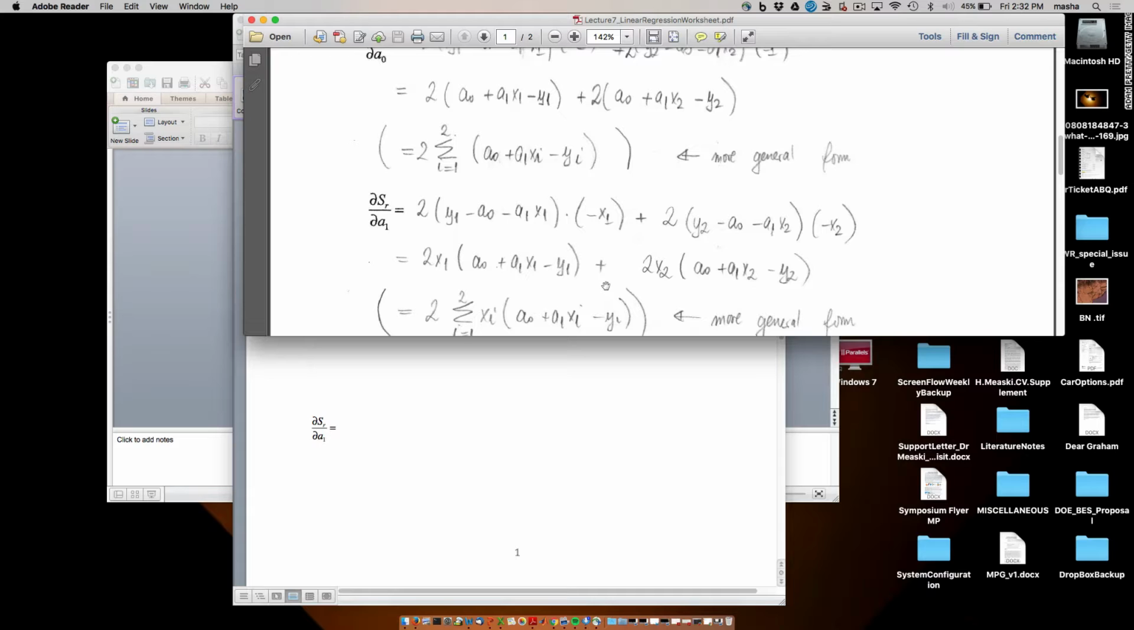Alright, great. Now, if I'm going to have a minimum, the partial derivatives have to be equal to 0. Flip the page over and set these 2 partial derivatives to 0. That's going to give you a set of linear equations in A0 and A1. I want you to write them down as a matrix, Ax equals b. I'm looking for A0 and A1.